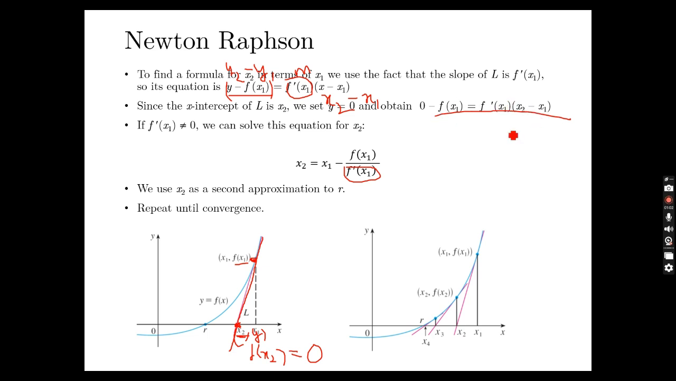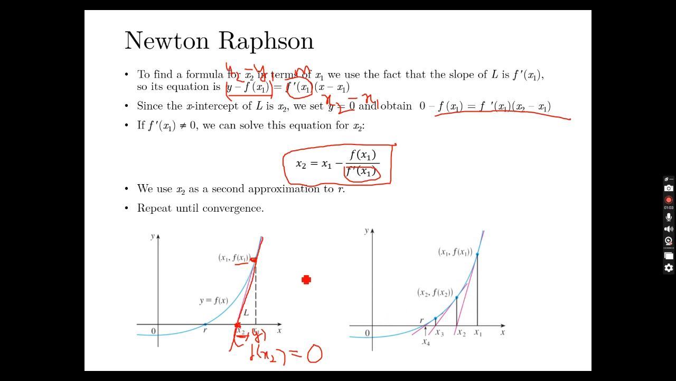Now I just need to do some operations, and I get my x2 as x1 minus f(x1) divided by f prime of x1. Okay, so this is the update rule of Newton-Raphson. I replace this x2 with x(i+1), and the x1 with xi, right? So this is the update rule for a single variable. For multiple variables, this f prime of x1 is replaced with the Jacobian of the system of equations.